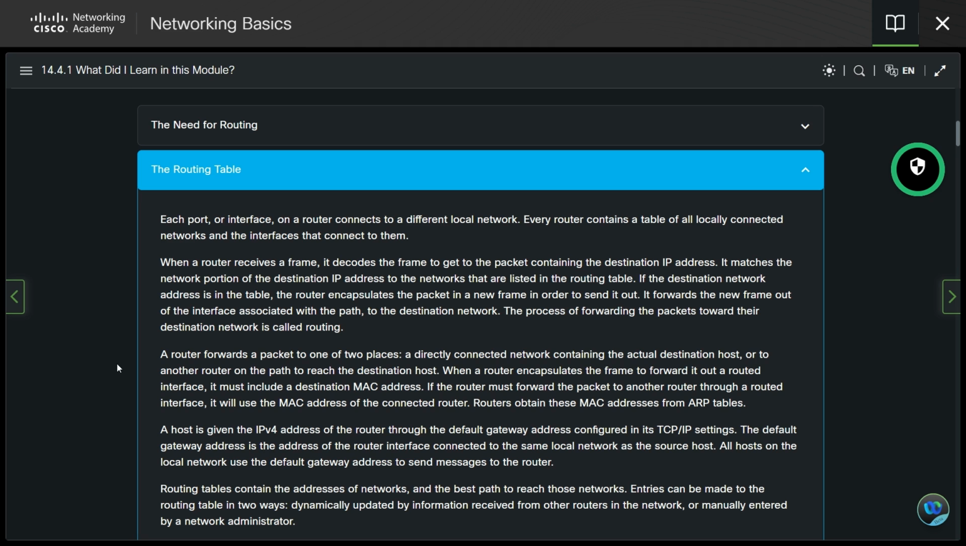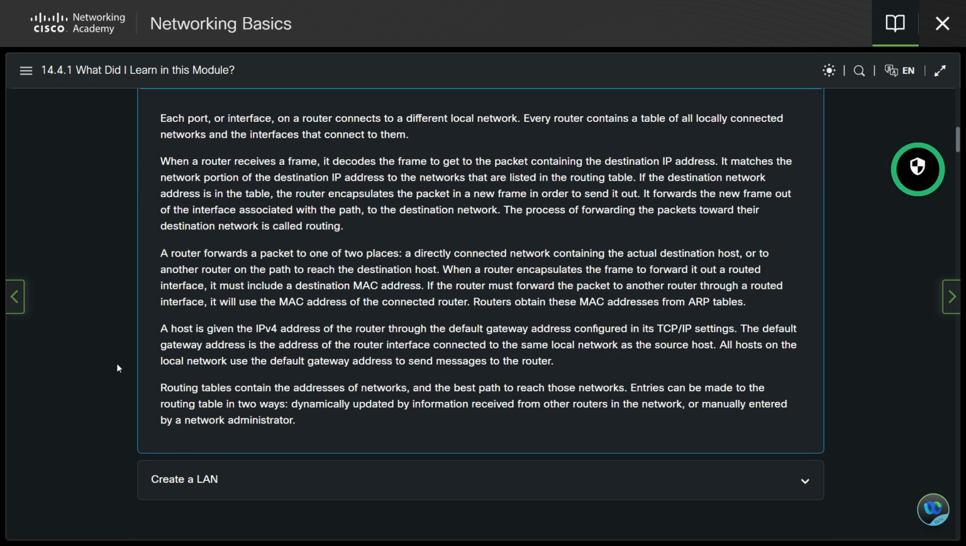A host is given the IPv4 address of the router through the default gateway address configured in its TCP/IP settings. The default gateway address is the address of the router interface connected to the same local network as the source host. All hosts on the local network use the default gateway address to send messages to the router. Routing tables contain the addresses of networks and the best path to reach those networks. Entries can be made to the routing table in two ways: dynamically updated by information received from other routers in the network, or manually entered by a network administrator.